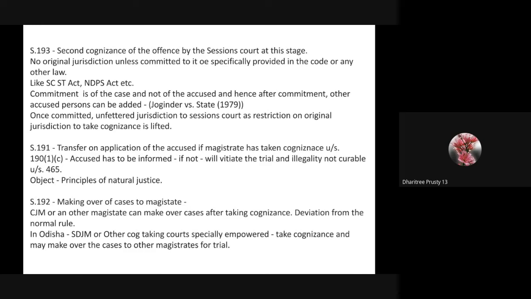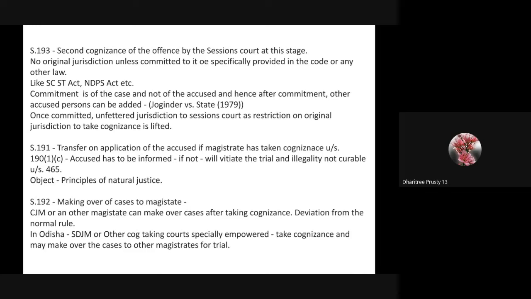In such a case, he has to inform the accused that, because I am the complainant here, or I have initiated the case against you, you have a right, as per the principle of natural justice, to demand that there can be a different court in which your case will be tried. If this right is not informed to the accused, then that will vitiate the trial, and the illegality is not curable under section 465. As I discussed, it is nothing but to honor the object of the principle of natural justice. 192 is nothing but a provision which enables a cognizance-taking magistrate to make over the cases to other magistrates.